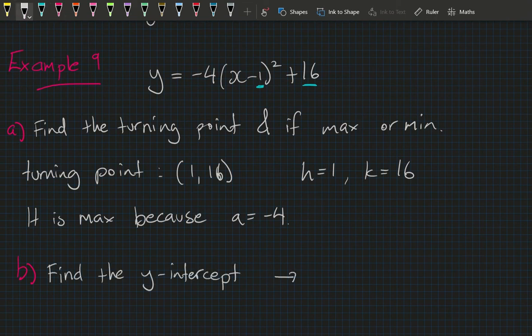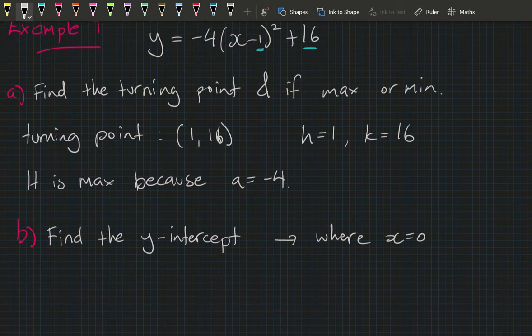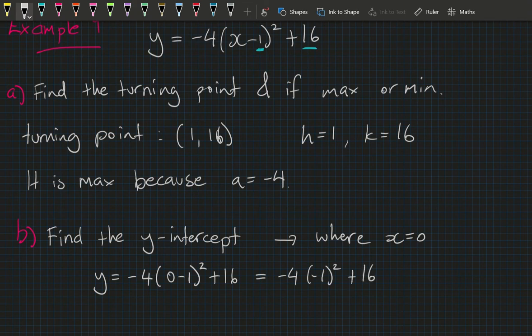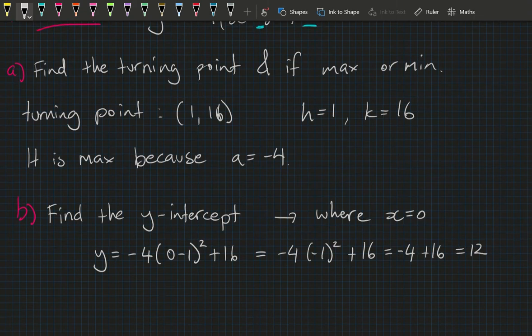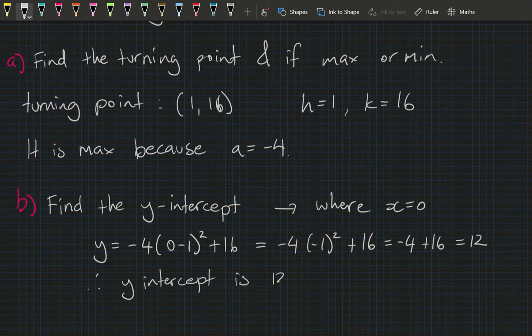And because the y-intercept is where x equals 0, we're just going to sub in 0 for the x. So we end up with y is equal to -4 times 0 minus 1 squared plus 16. And you can see we've got the same equation as above. It's just a 0 for the x. Okay, so we've got -4 times -1 squared plus 16. And -1 squared is 1, so we've got -4 plus 16, which is just equal to 12. So therefore, our y-intercept is 12.